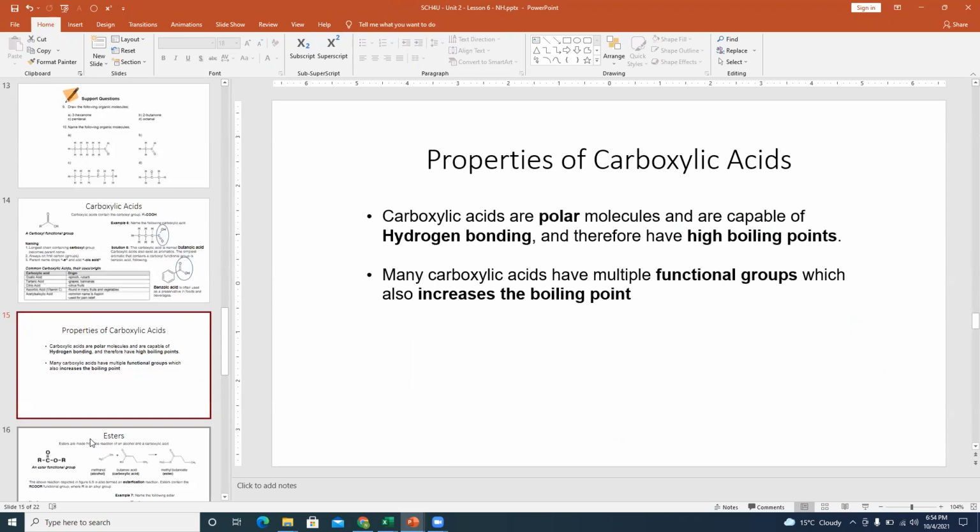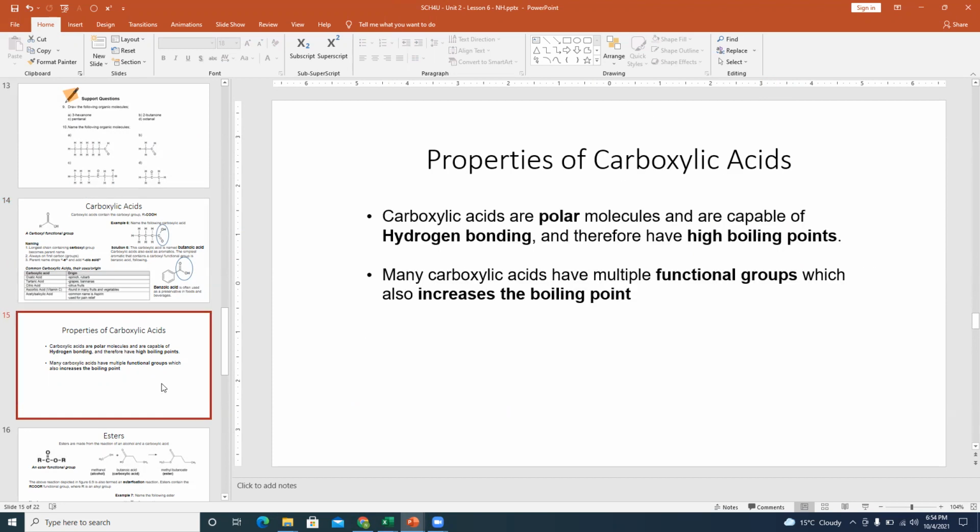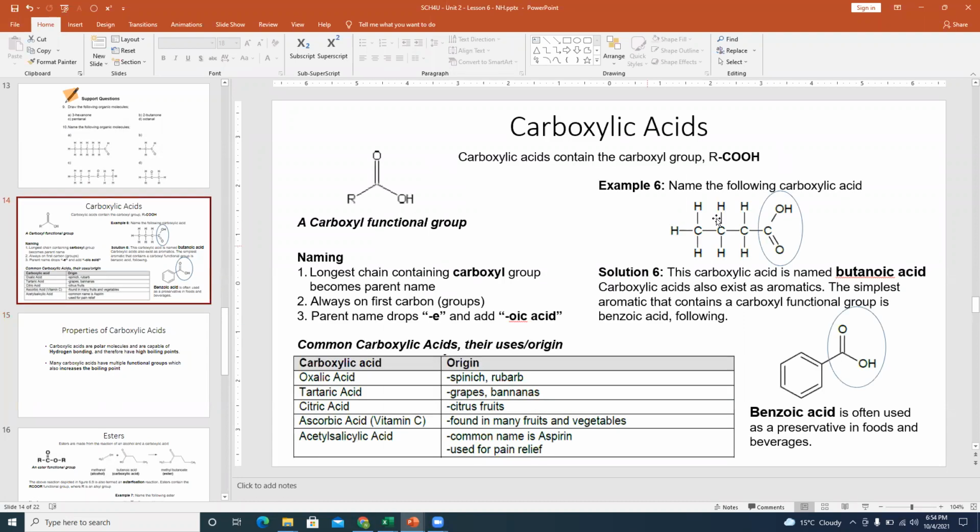Now, some of the properties of carboxylic acids are that they are polar molecules. As you can imagine, with this OH group and this carbon with a double bonded oxygen comes quite a bit of polarity. So these are polar molecules, especially since it's at one end, and they are capable of hydrogen bonding. I'm going to let you figure that one out yourself. Why is this capable of hydrogen bonding?